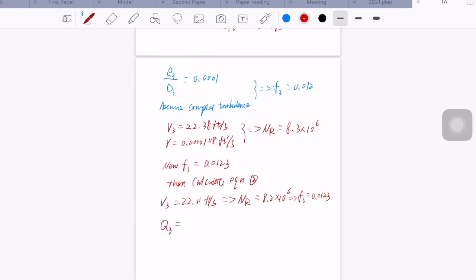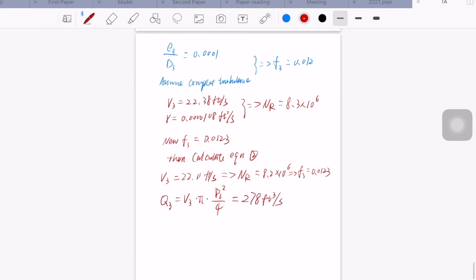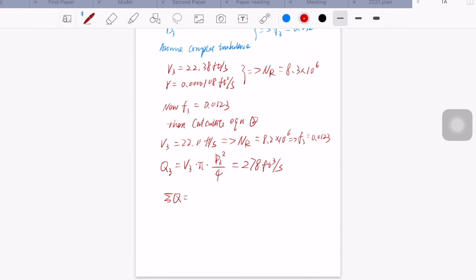So Q3 equals V3 times pi times D3 squared divided by 4. So the value is 278 cubic feet per second. Now the total flow rate at the junction equals Q1 minus Q3, which is 74 cubic feet per second minus 278 cubic feet per second. So the value is minus 204 cubic feet per second.